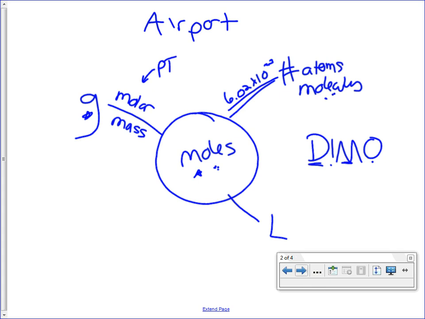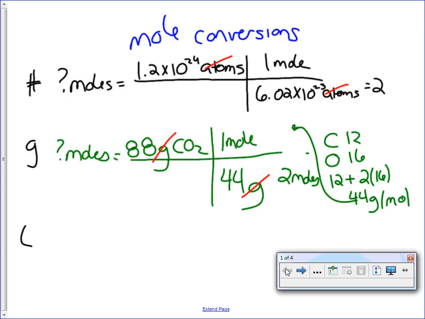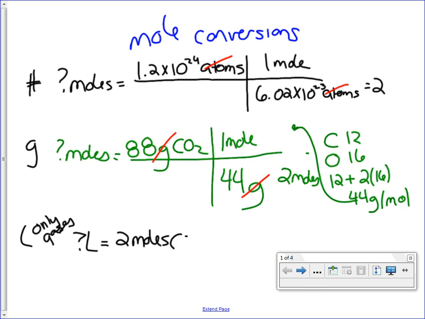Okay? If I'm going from moles out to grams, I'm going to multiply by the molar mass. And that's essentially what we just did on the other page. Finally, we're going to talk liters. Liters are only for gases. So this is only gases. How many liters is 2 moles of carbon dioxide? The magical number you need to know is that 1 mole is 22.4 liters.